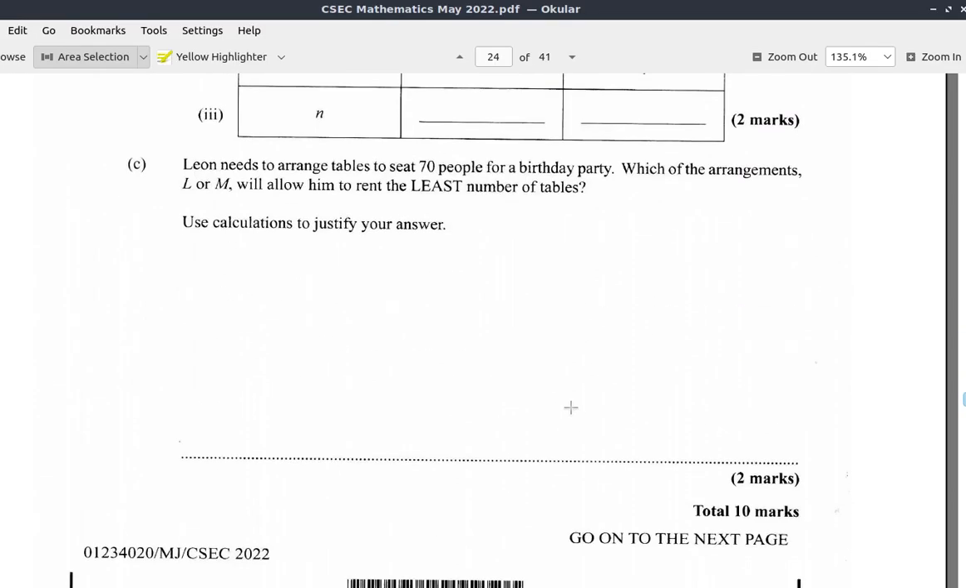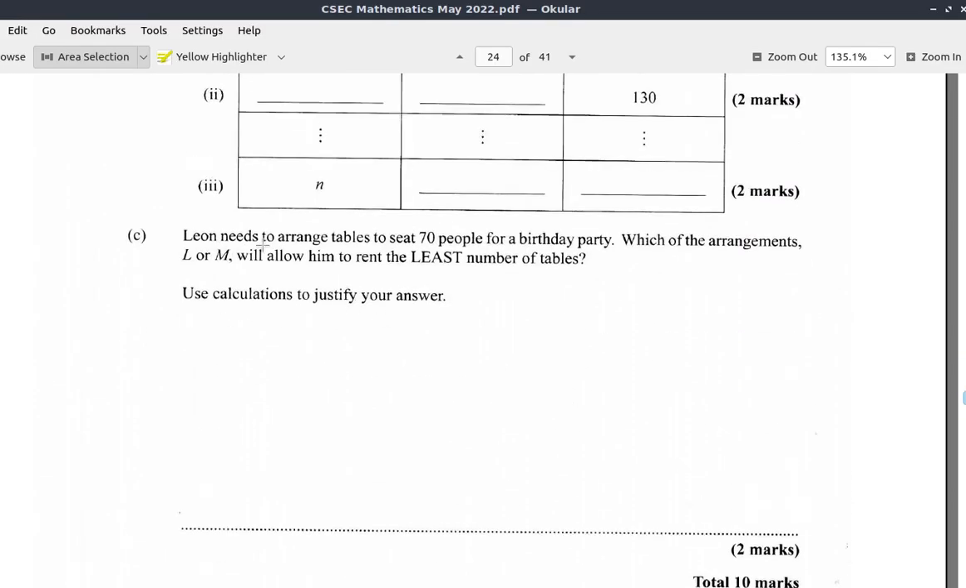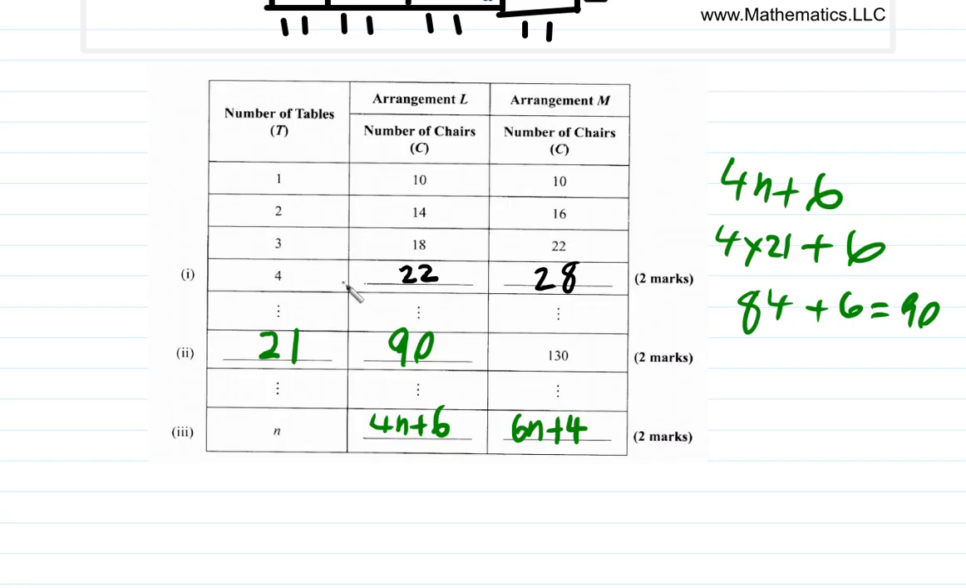The next thing they say, Leon needs to arrange a table to seat 70 people for a birthday party. With 70 people, for a birthday party. Alright. Which of the arrangement L or M will allow him to rent the least number of chairs? The least number of tables. Use calculation to justify your answer. Alright, 70 people means 70 chairs. You assume that only one will sit on a chair.